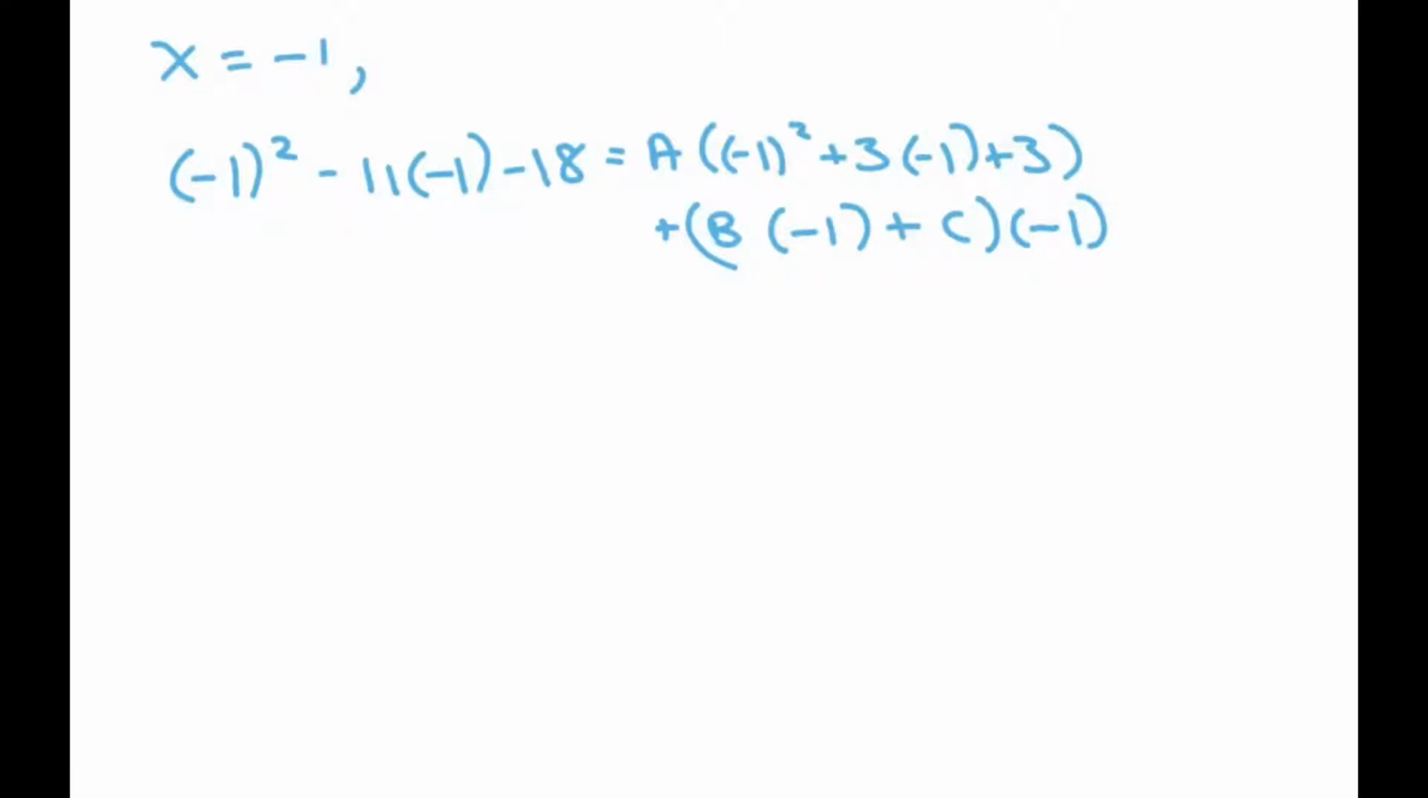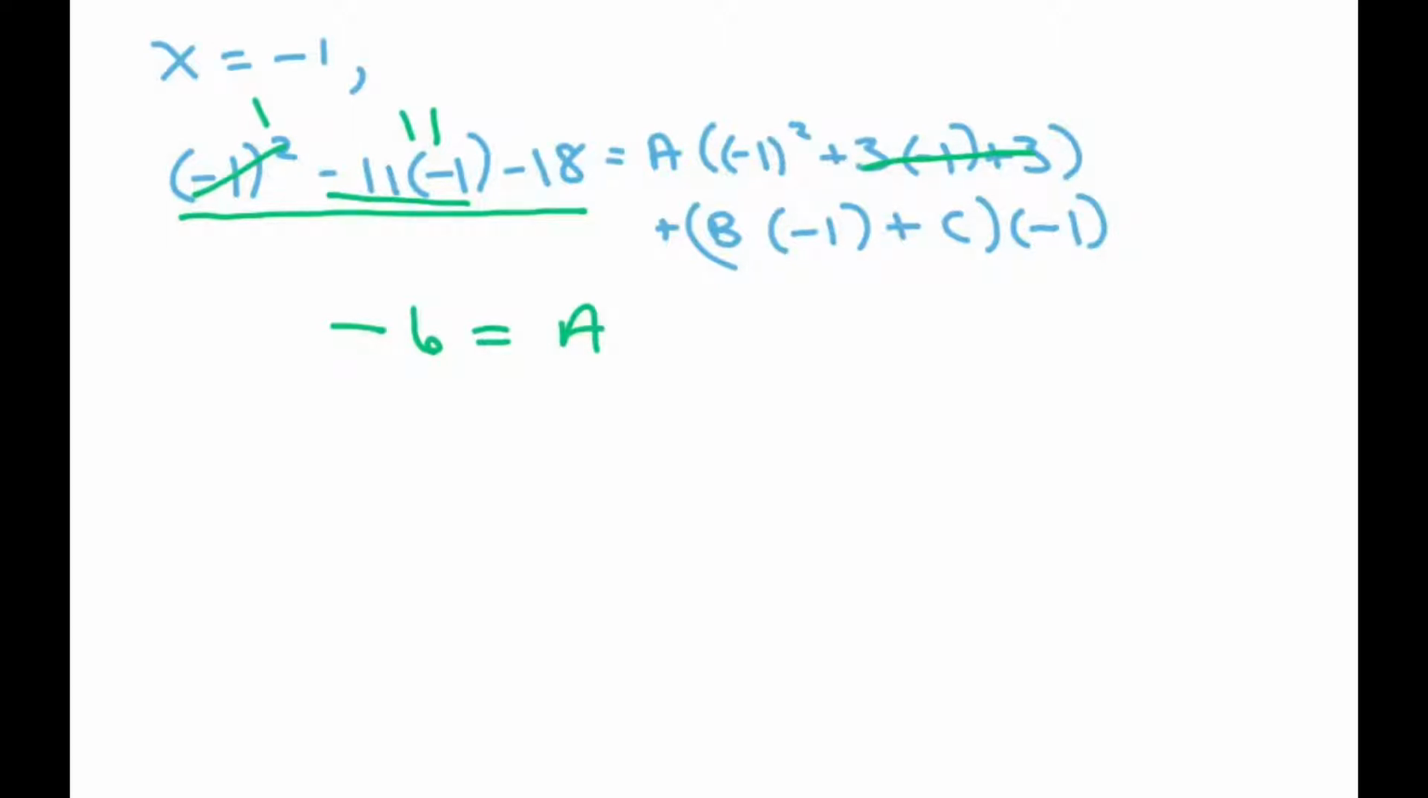Now basically this side here is going to equal, so this is going to be positive 11, this is going to be positive 1. So 12 minus 18 is negative 6. This 2 cancels, so we just get negative 1 squared. That's just going to be A.